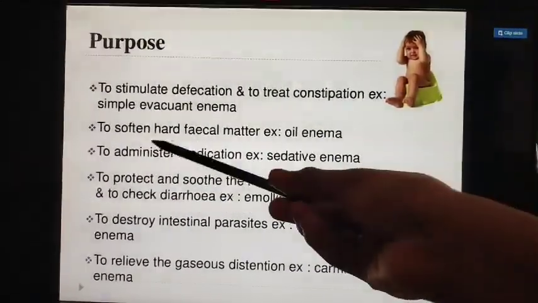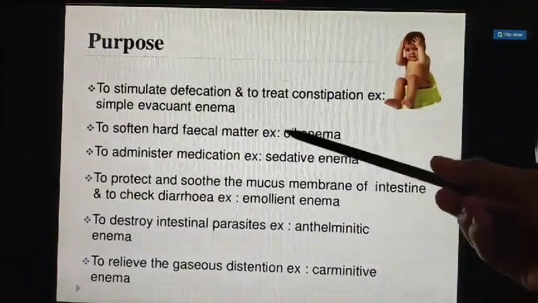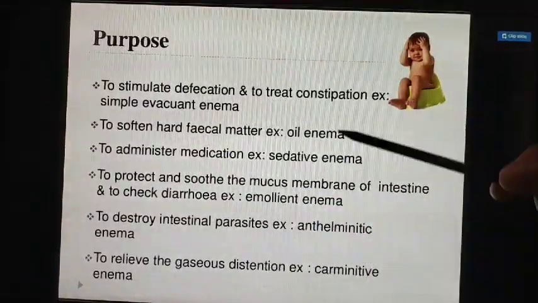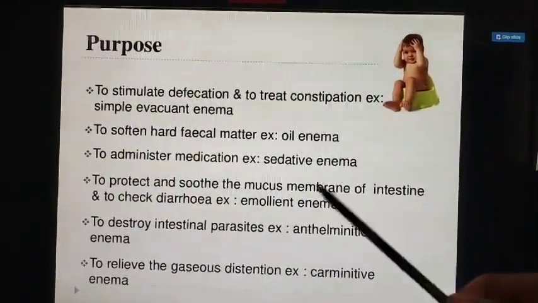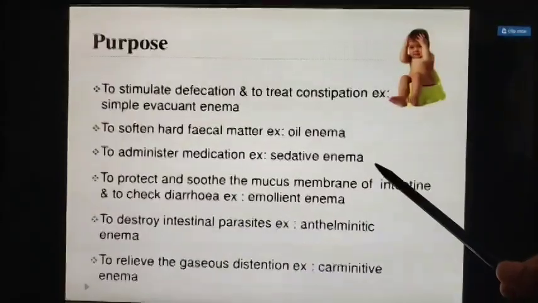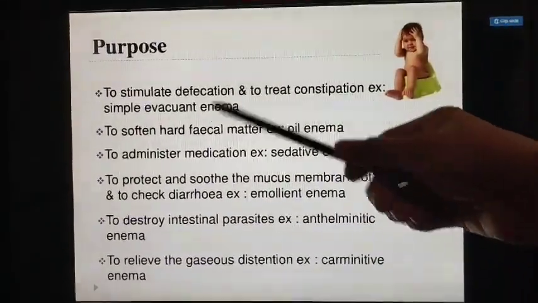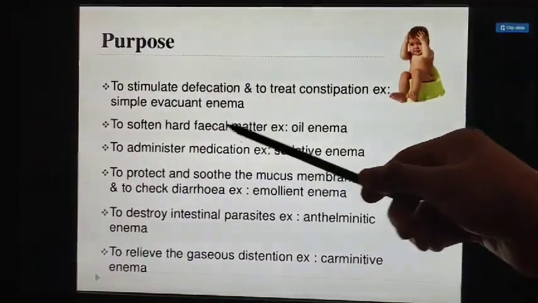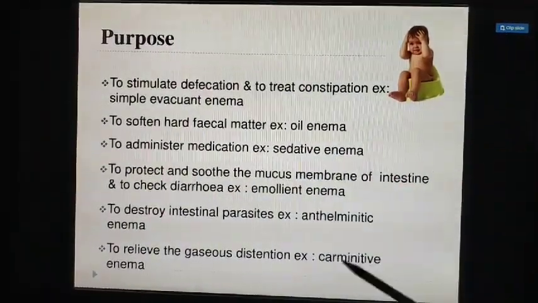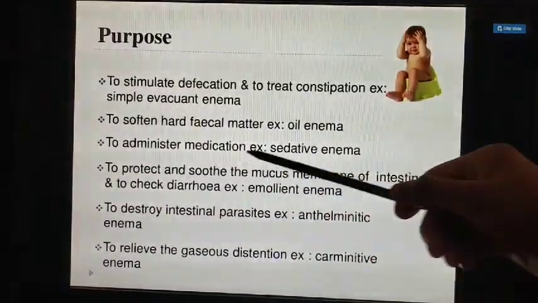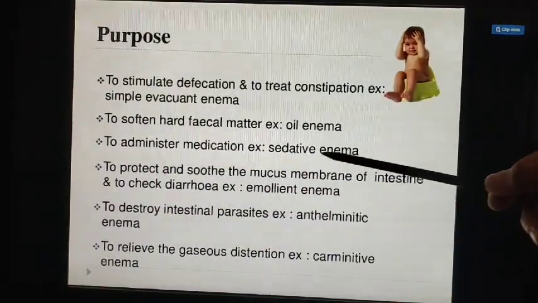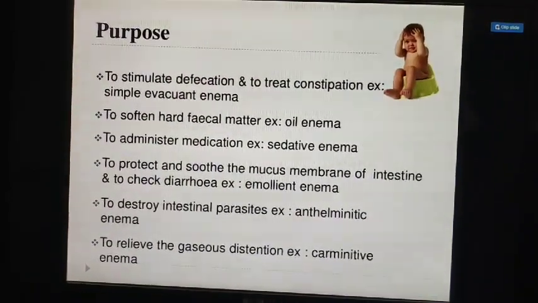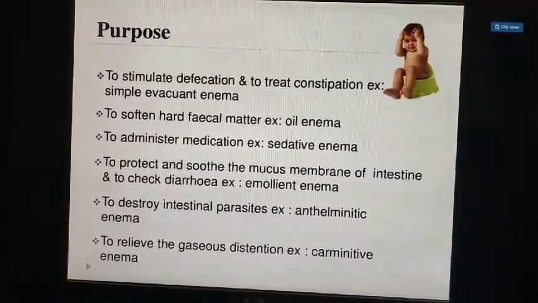Next one is to soften the hard fecal matter. Example is an oil enema. Are you confused? What is this simple evacuant? What is this oil enema? These are the types. In the next slides we're going to study in detail. So first is to stimulate defecation and treat constipation, and next purpose is to soften the hard fecal matter. Example is oil enema. Next one is to administer medication. Example, sedative enema.